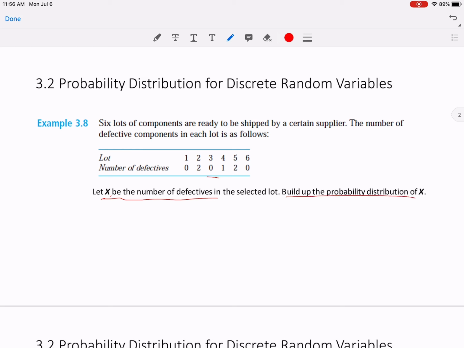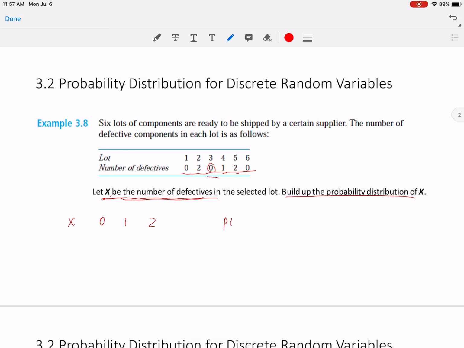Since we want to build up the probability distribution of x, as I mentioned previously, we need to list every possible value of x, right? And then we want to find out the probability of each possible x. First of all, let's take a look at what values x could be. Since x is the number of defectives, we just take a look at the second row over here. So x could be 0, 1, and 2. And then we want to find out the probability of each x.